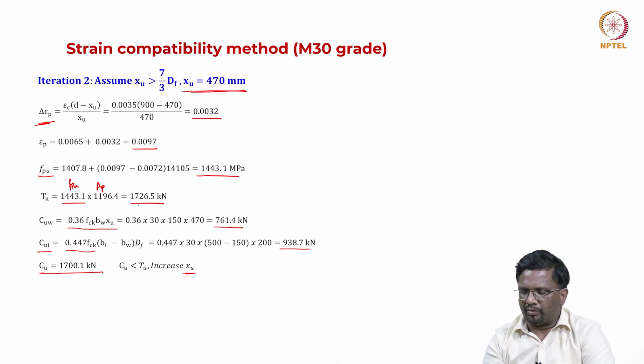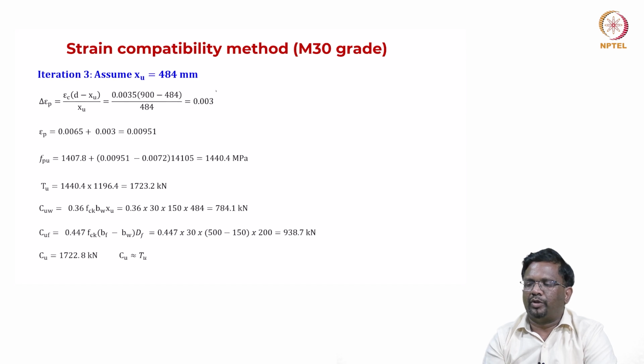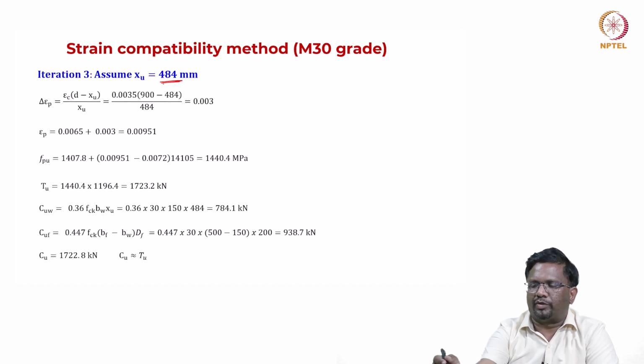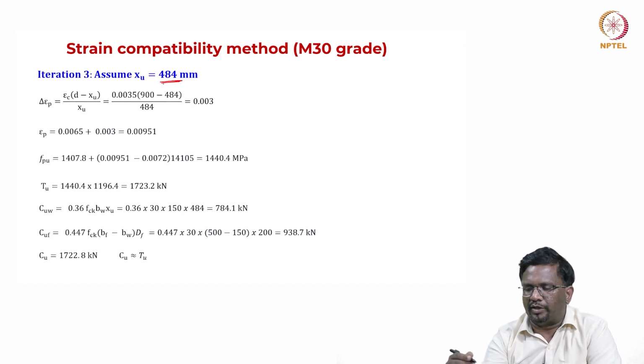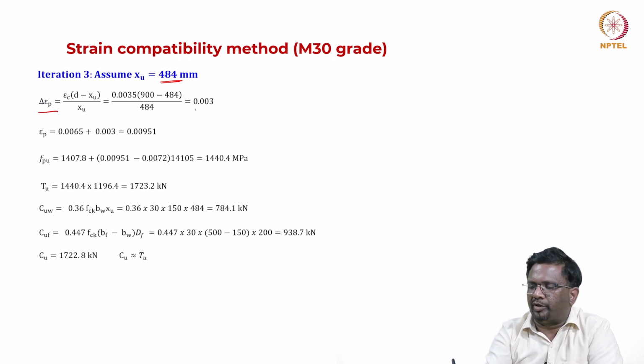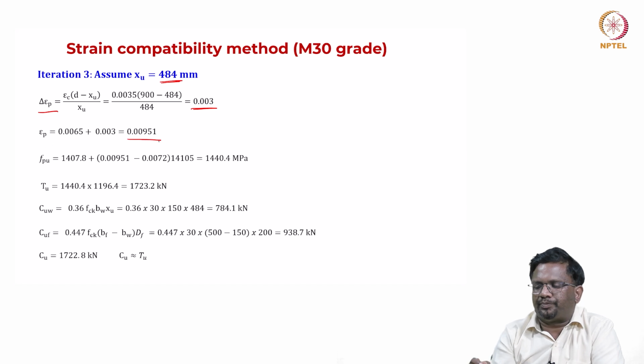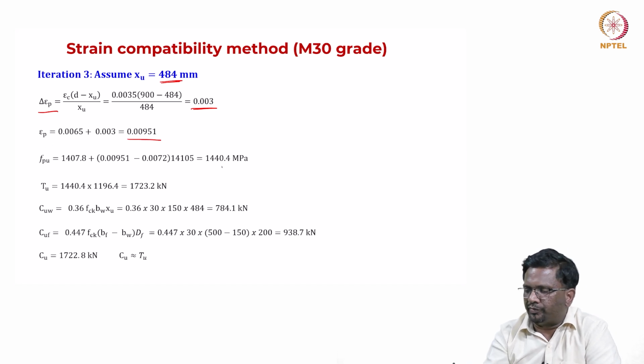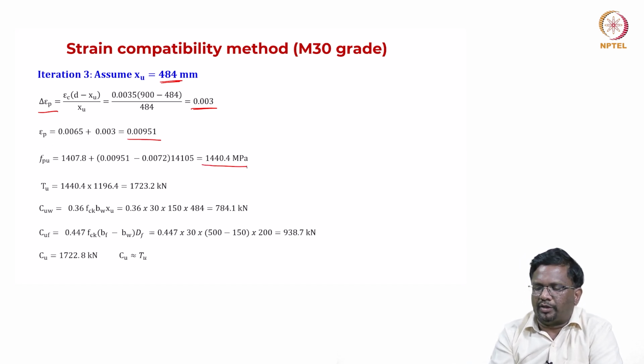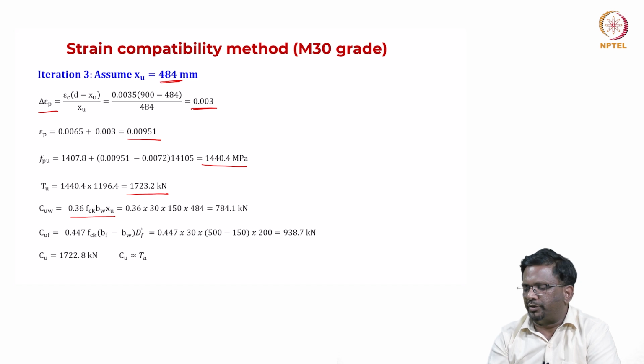So, what I have to do is again further increase XU, maybe instead of 470 slightly, I have to increase it. So, let us see now if I make it 484 from 470 and I redo the same process, delta epsilon P now is 0.003 and epsilon P is this, right, and FPU is from the constant equation this, and TU now is 1723.2 kilonewton. Now, CUW is 0.36 FCK BW into XU, so that is 784.71 kilonewton.